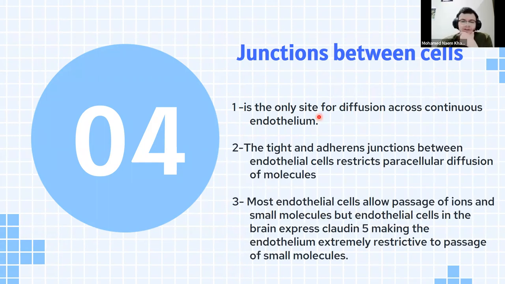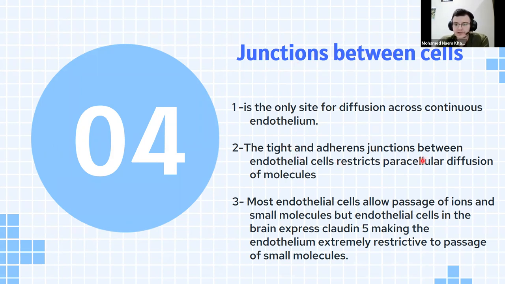First of all, it's the only site of diffusion across the continuous endothelium. Remember when I said continuous endothelium, where you find it in the brain. You don't want any leakage in the brain or in any areas of the body where you don't want leakage. Basically, the only site where endothelial cells bind together is the junction. And this junction is the area where diffusion happens, because remember, it's continuous, so it doesn't allow diffusion of proteins. That's the whole idea of this line.